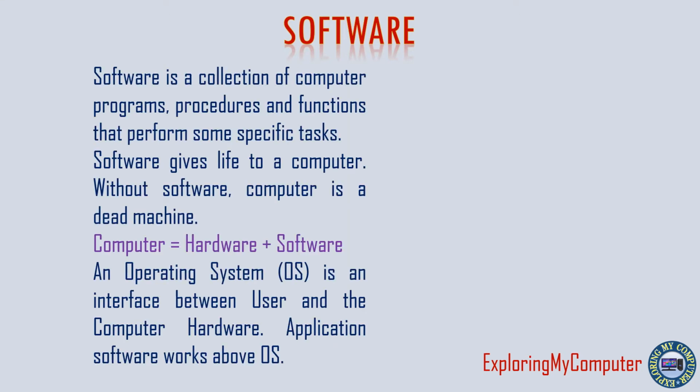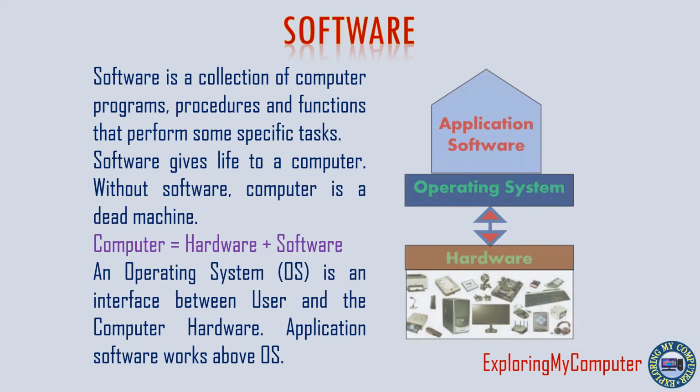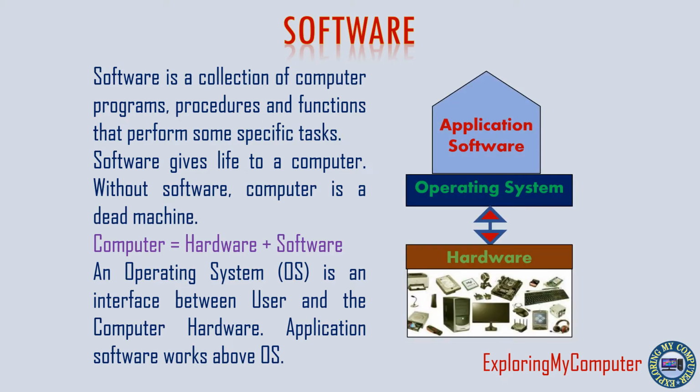Software is a collection of computer programs, procedures and functions that perform some specific tasks. Software gives life to a computer. Without software, computer is a dead machine. Computer equals hardware plus software. An operating system, OS, is an interface between user and the computer hardware. Application software works above OS.